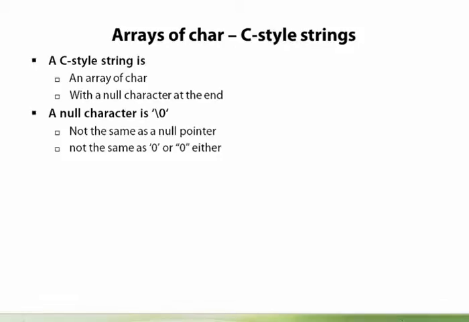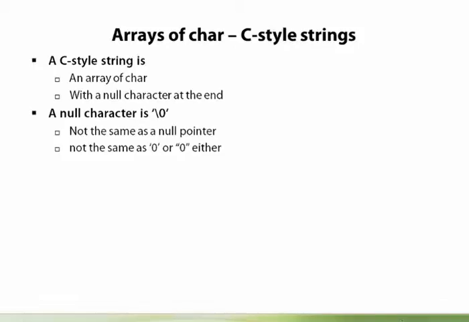They have different types. It's not the same as single quote 0 single quote, which is an ASCII representation of what you get when you push 0 on your keyboard. And it's not the same as double quote 0 double quote, because double quote sets up a literal string, and a literal string ends with a null character. So in fact, double quote 0 double quote is the single character 0 followed by a null character. It's a 2-character long string. Or at least it's a 2-character long array of characters that represent that string.